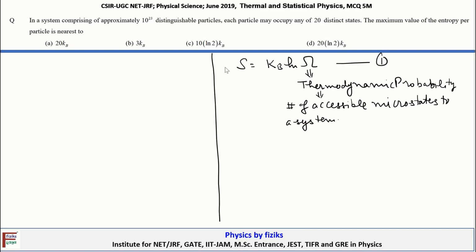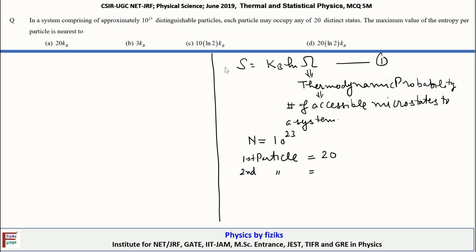Okay, so here we are having 10 power 23 distinguishable particles. Let's denote by n, which is equal to 10 power 23. Now we are having 20 distinct states. Because they are distinguishable particles, let's continue with the first particle. For the first particle to enter into any one of the 20 distinct states, we are having 20 different possibilities.